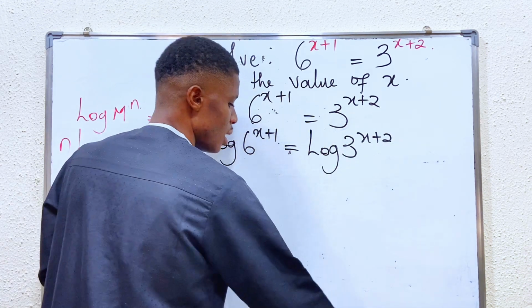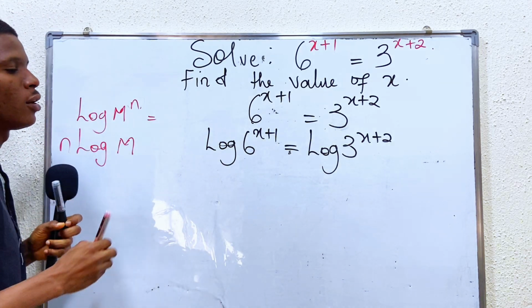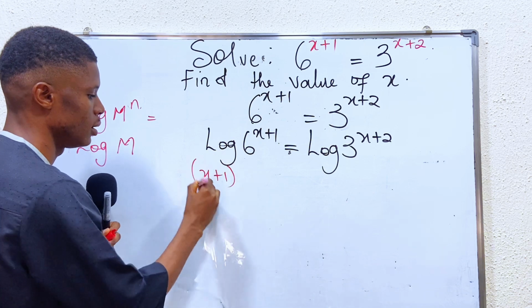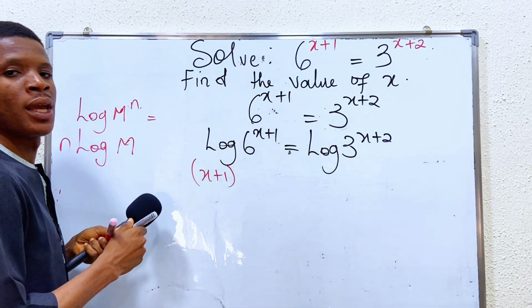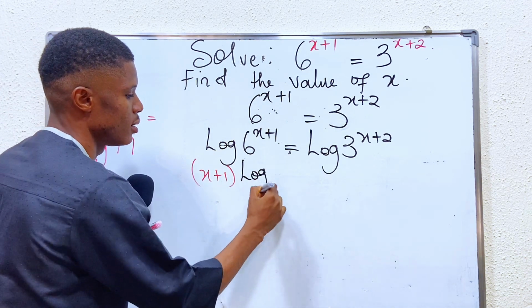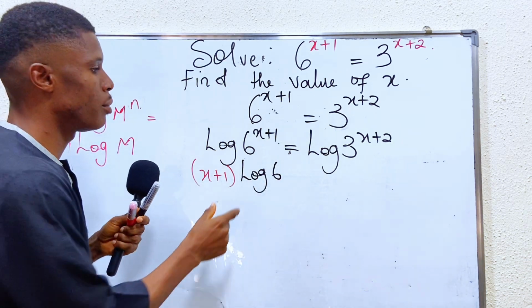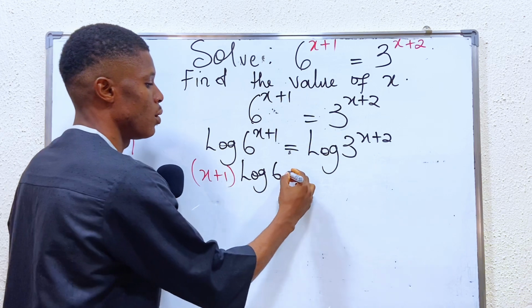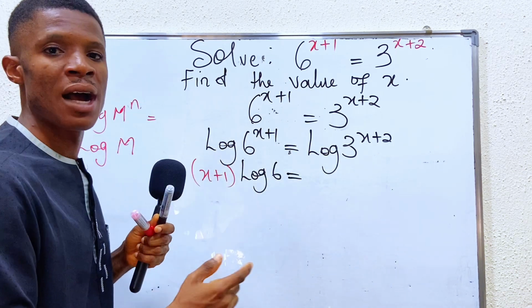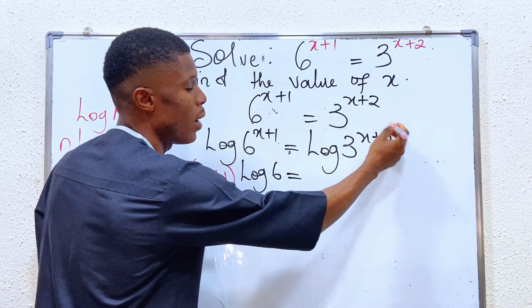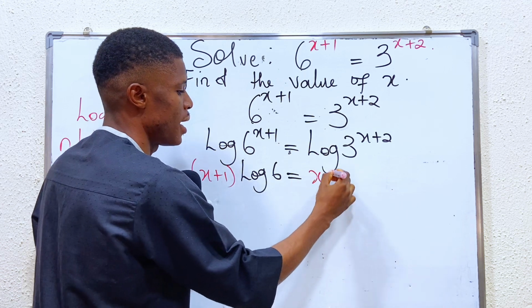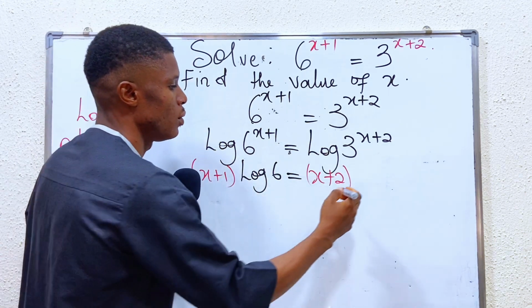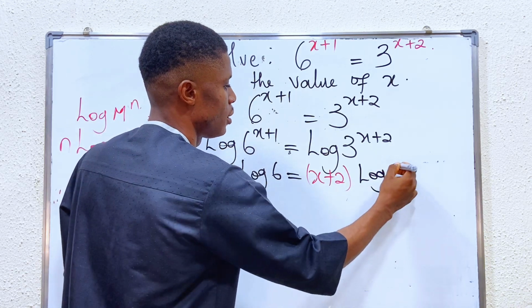If we actually apply this law of logarithm, what do we have? We'll be having x plus 1 in bracket, then we have log 6, because we multiply the power x plus 1 to the log. And this is equal to, we'll still have to do the same here. The power is x plus 2 here, so we have x plus 2, we just have to multiply the log, so we have log 3.